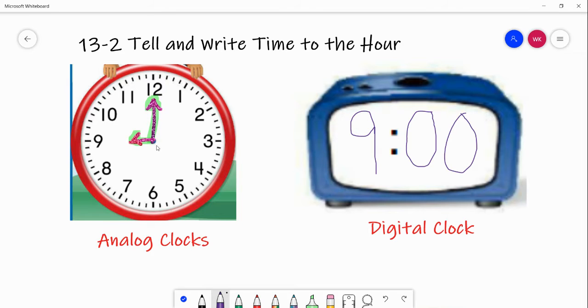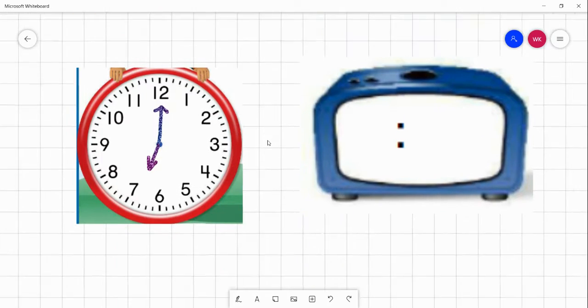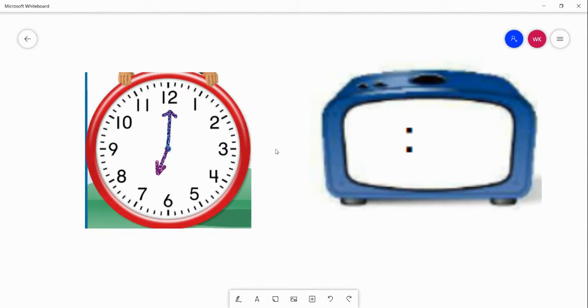Remember when that 12 hits? Because this is a 0 right here. This is 0 minutes, when those minute hands hit that 12. So both these clocks are telling us the same time. The analog clock is telling us 9 o'clock, and the digital clock is telling us 9 o'clock. Let's go ahead and do another one. I want you guys to do this one with me, and then you're going to do one on your own.